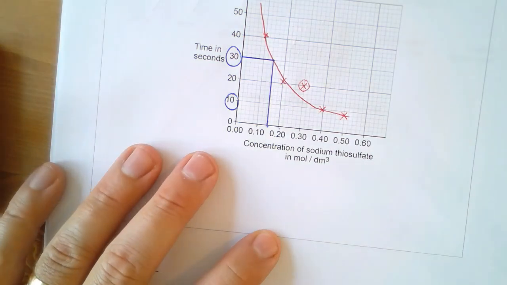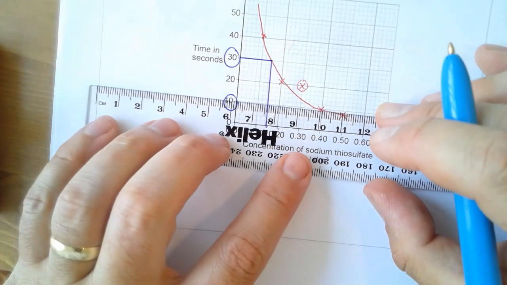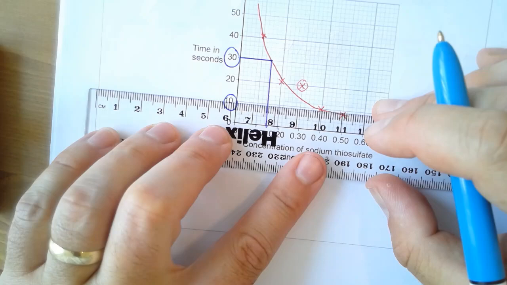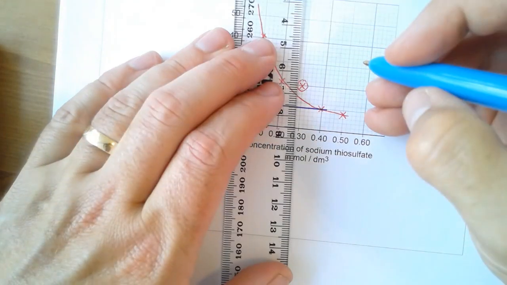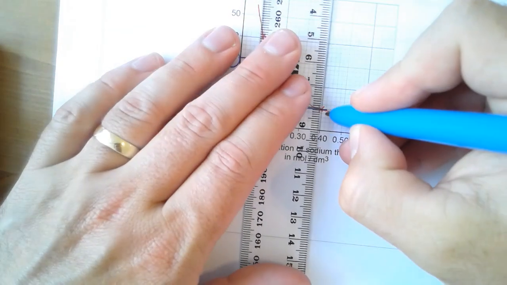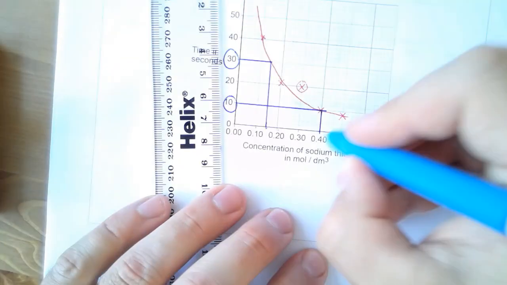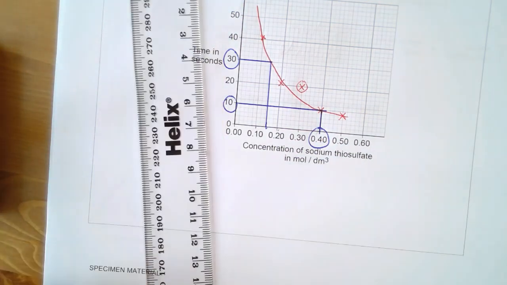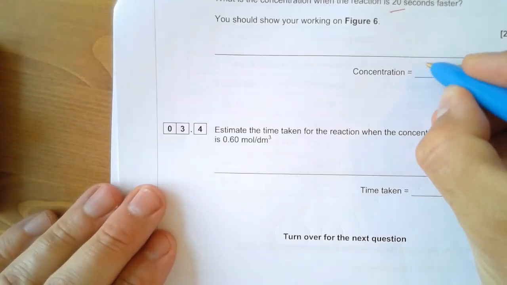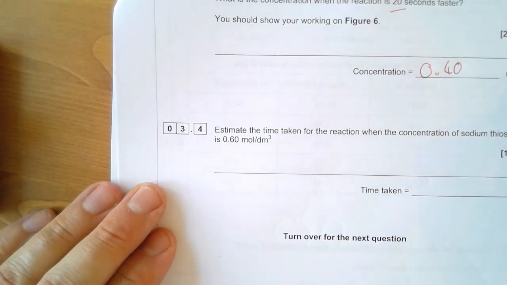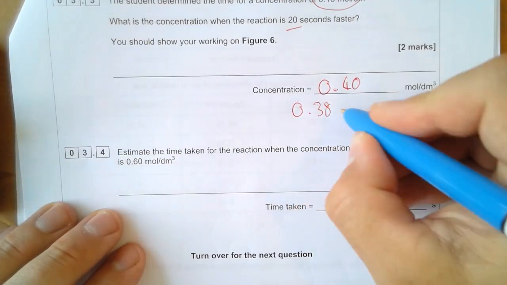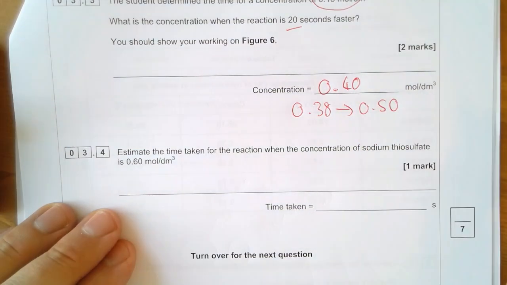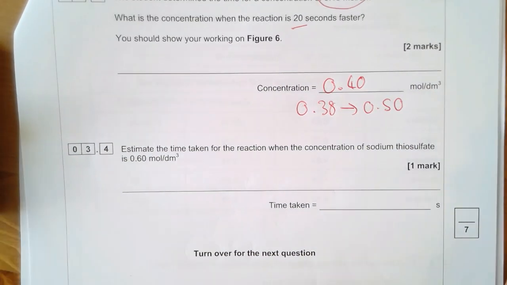That's 10 seconds. We'll follow the line across and it intersects here. I would say, then drop down, and that's 0.40 moles per decimeter cubed. So in here, 0.40 moles per decimeter cubed. If you look on the mark scheme, it actually gives you a range of 0.38 to 0.50. So anywhere within that bound, it's fine, because obviously people's lines aren't always going to be the same.